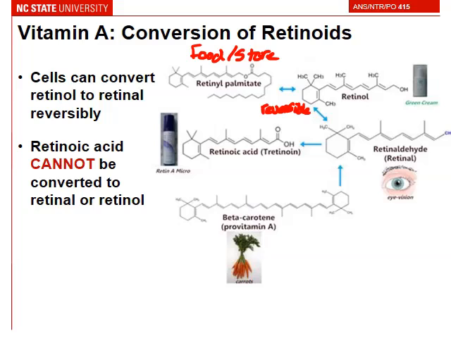Retinal's main function, and we'll get to this in a little bit, is mainly through the eye. So that's the main way in which we're going to be utilizing retinal, and that is also a way we convert retinol to retinal and then to retinoic acid within the cells that need to use it. And you can see here that our retinoic acid cannot be converted to retinal or retinol. So we have this one-way arrow over here. So this is irreversible.